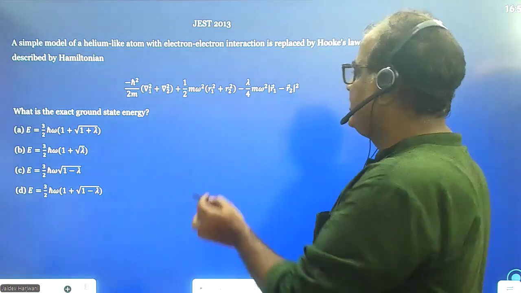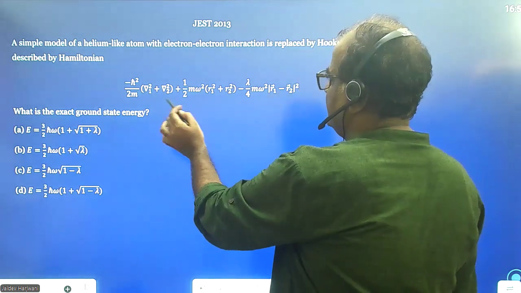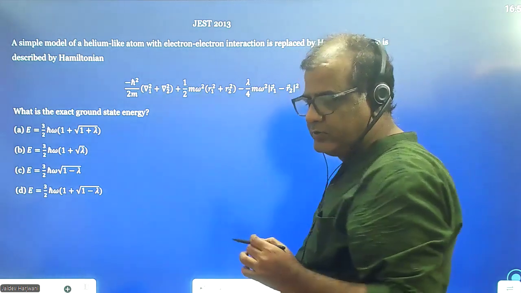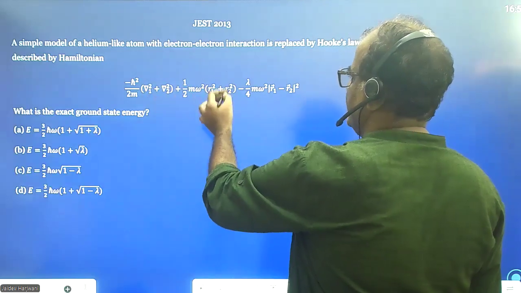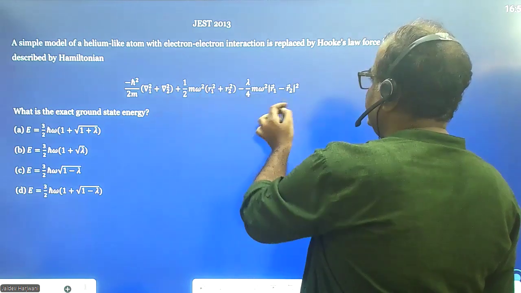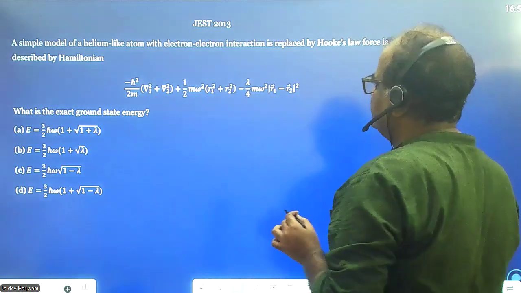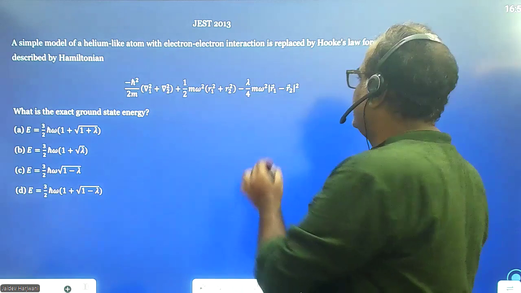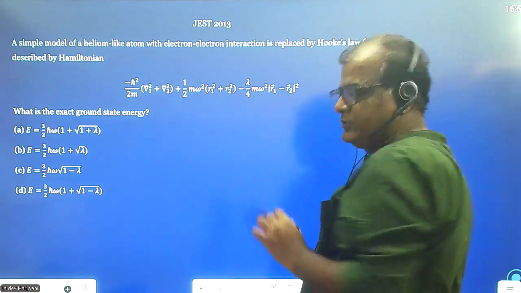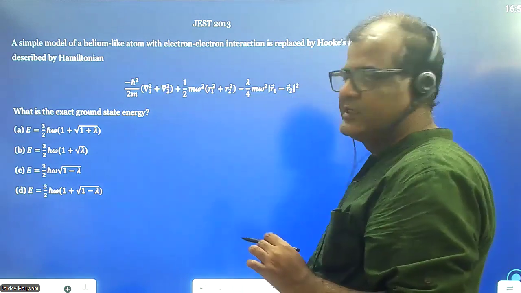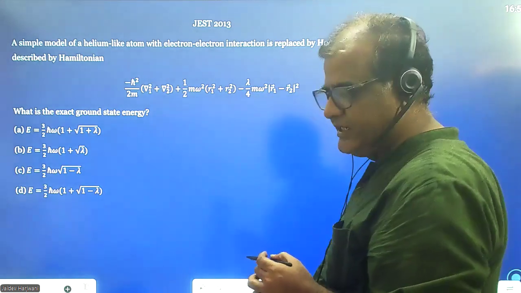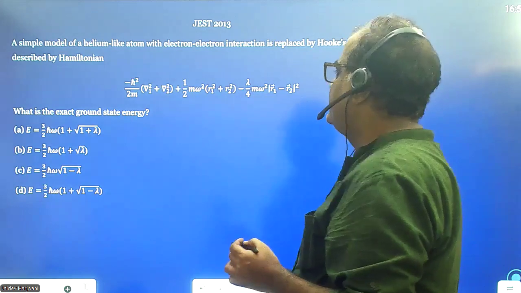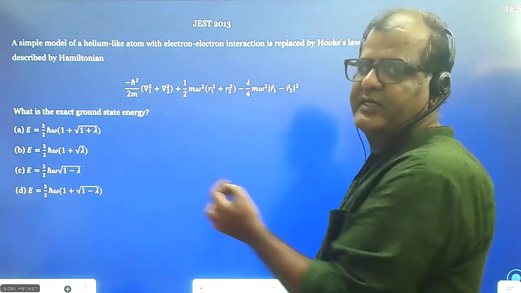Now, if you carefully see this expression, this is the expression for two harmonic oscillators. This is the kinetic energy term, this is the potential energy term. And if I open this term, this will give me R1 square, R2 square, and 2 R1 dot R2. That means now the coordinates are coupled, so we cannot solve in this way. So let us first make this equation decoupled, and then we can write the ground state energy.